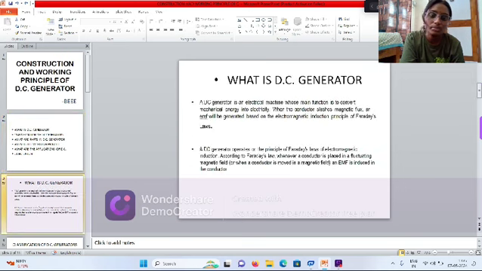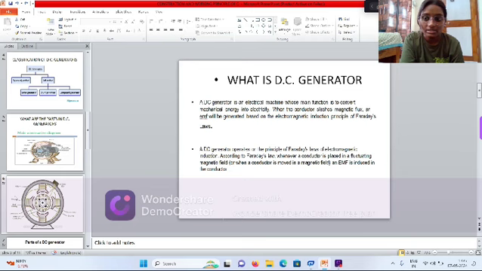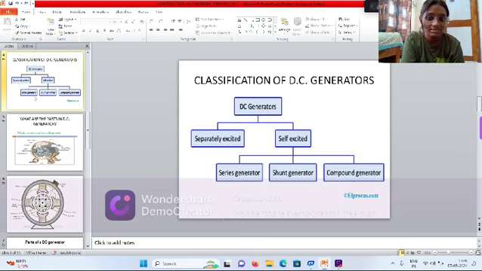So let me explain to you about the DC generator. It's so simple. Basically, a DC generator is a machine which converts mechanical energy into electrical energy by the principle called Faraday's law. A DC generator operates on the principle of Faraday's law of electromagnetic induction. According to Faraday's law, whenever a conductor is placed in a fluctuating magnetic field, an EMF is induced in the conductor. And next we'll classify the DC generators.